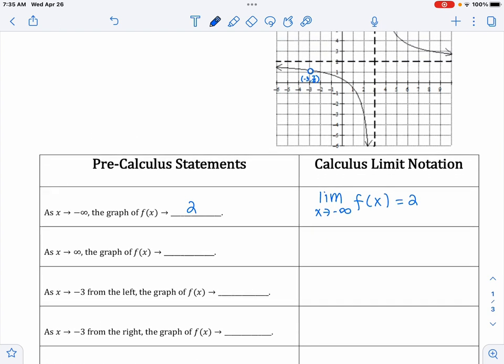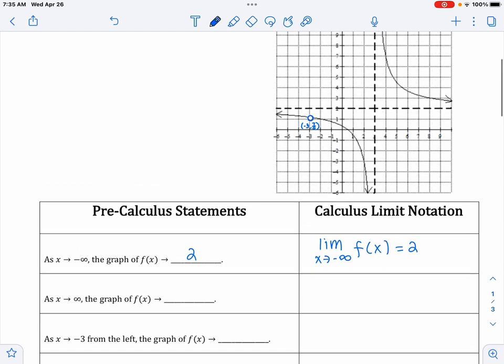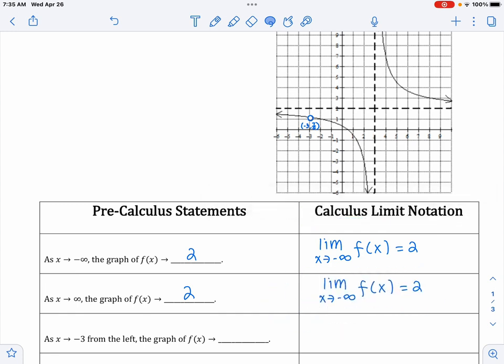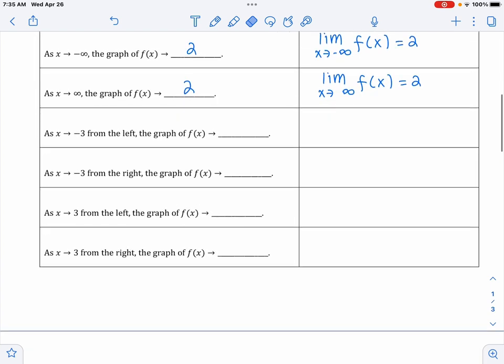All right, next one is as x approaches +infinity, the graph of f of x approaches. If you look once again, there's an arrow that's leveling off there. It's getting closer to the asymptote, so that's 2 once again. So our limit is going to be the same. I'm just going to copy and paste it here, but I'll change x approaches -infinity to x approaches +infinity.